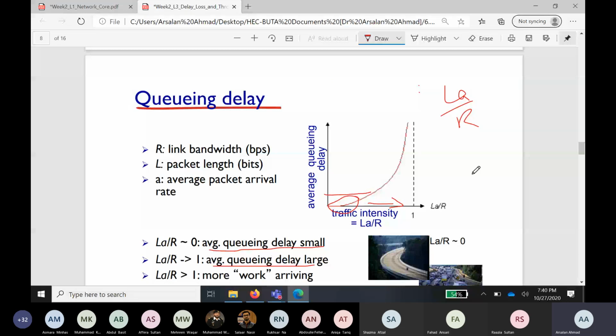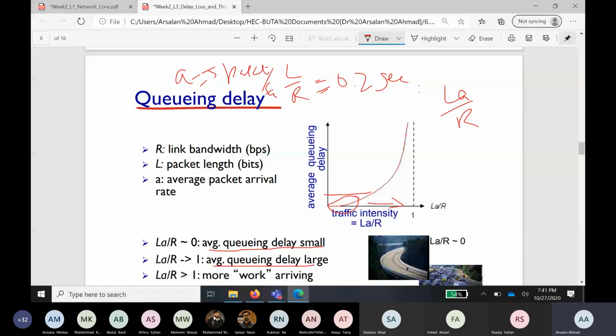So let me say something like that: L by R is 0.2 seconds. I'm giving a number. Now if we say that A is equal to 5 packets per second, again, this product will be how much?